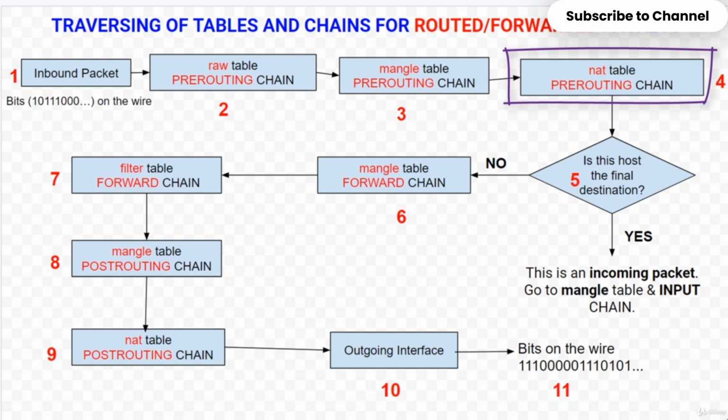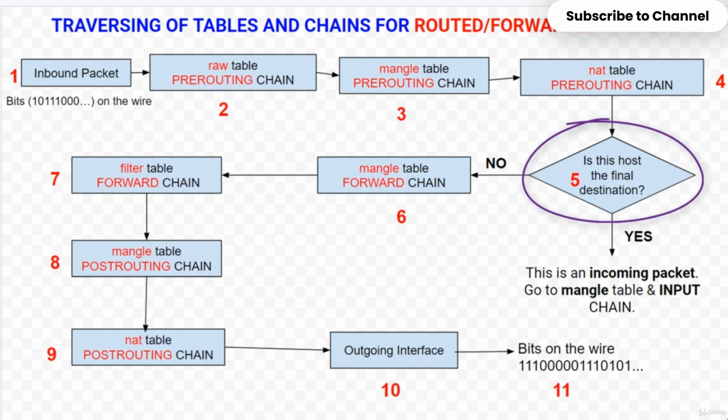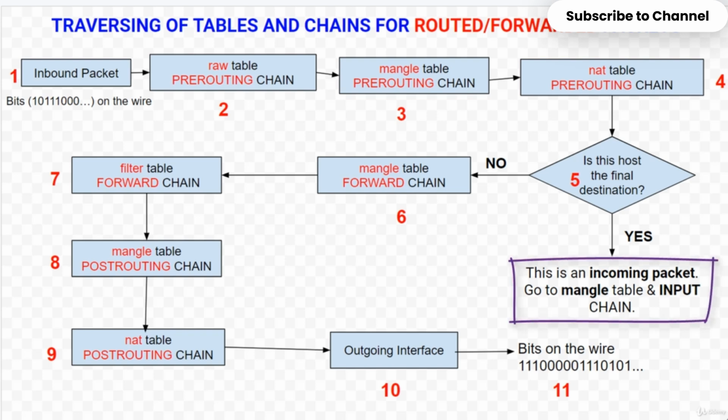After the nat table of the prerouting chain is traversed, comes the routing decision. The Linux kernel should decide if this host is the final destination of the packet or if the packet should be routed to another host. Okay, if this host is the final destination, then this is an incoming packet and it goes to the mangle table of the input chain. In a previous lecture, we've already seen what happens in this case.